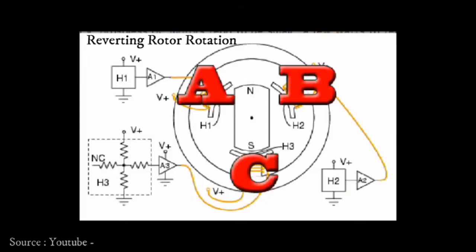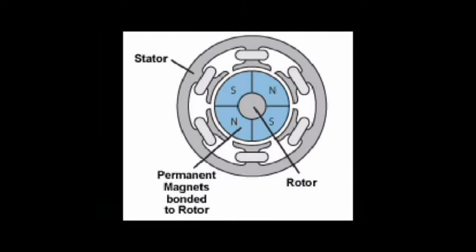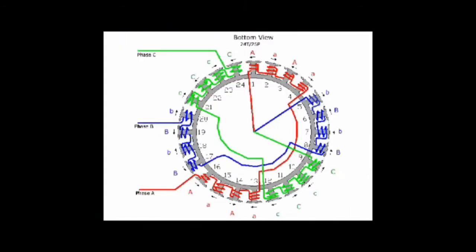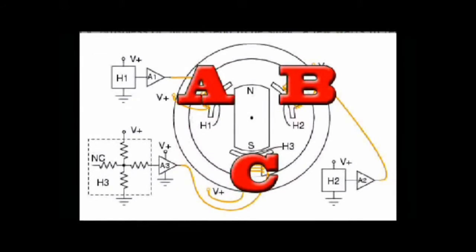Hi, my name is Muhammad Zulilmi. So, how to reverse the rotor rotation? Let's move to the theory part. The direction of rotation of the rotor is the same as the rotating magnetic field of the stator. This is the diagram of a three-phase brushless motor, and it can run in either of two directions, which is ABC or CBA.